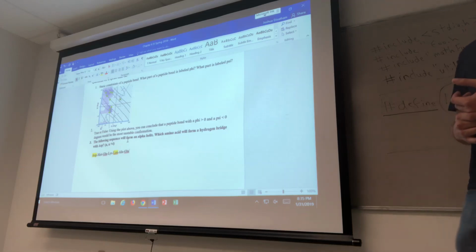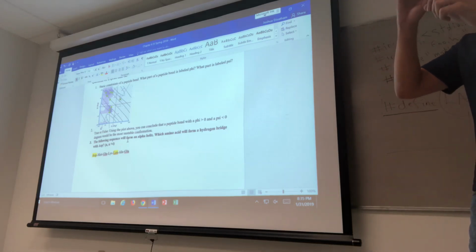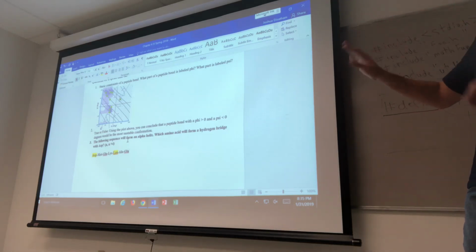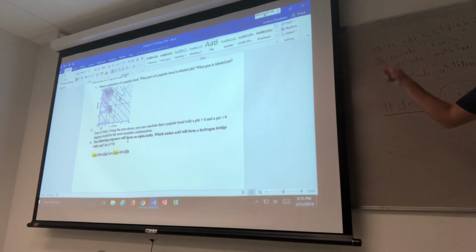Is that the kind of ionic? With the alpha helix, the N and C groups in the backbone, that's actually the hydrogen bridges that we just did in the previous problem. That's what that one is. It's hydrogen bonds. Yeah, that one's hydrogen bonds.